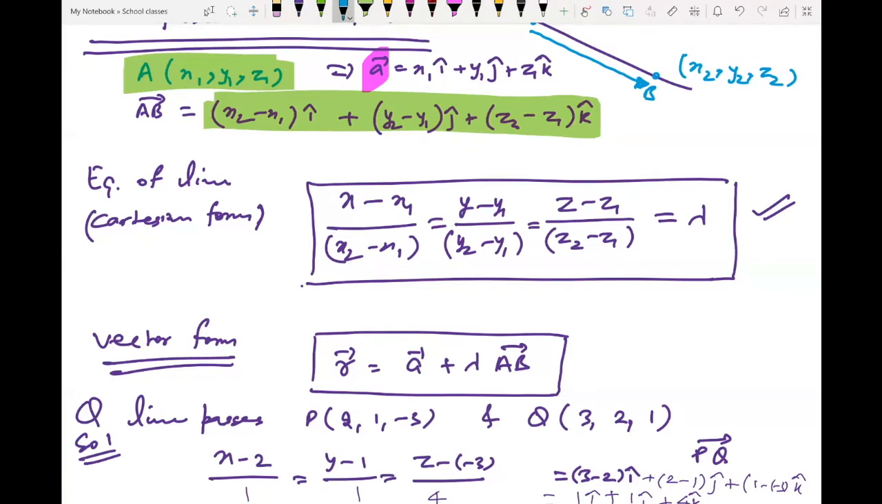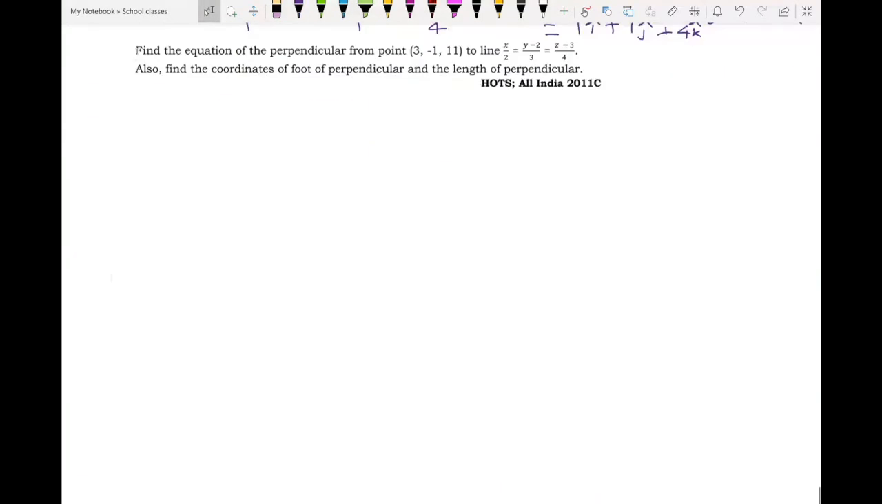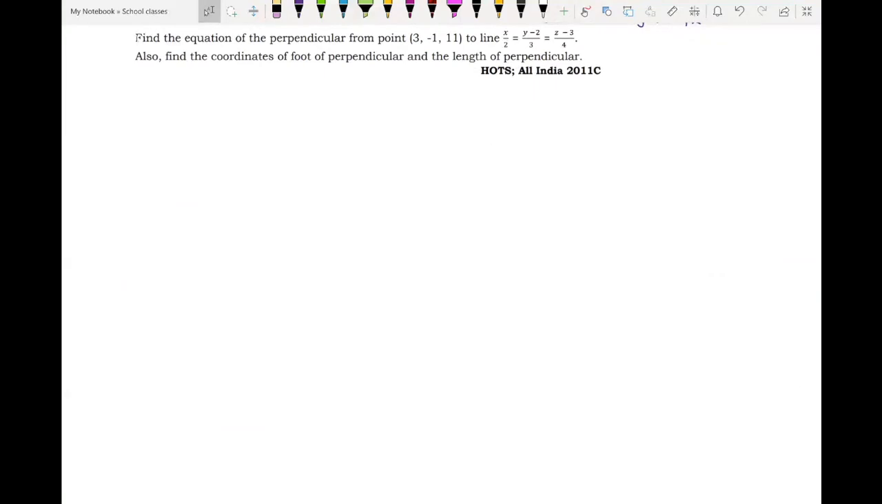Beta, I'm taking a question. See, this came for 6 marks. Find the equation of the perpendicular drawn from this point to this line. So what will be the equation of the perpendicular?